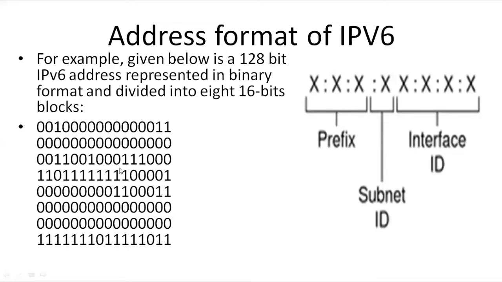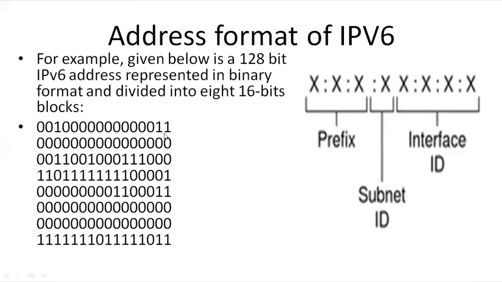The representation for the binary format, this one. Here, each and every block consists of 16 bits. The first one X, the second one X, the third one X. That means it consists of a 16-bit block. Here, in total you have 8 groups.